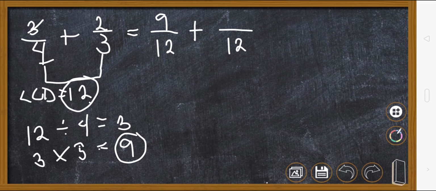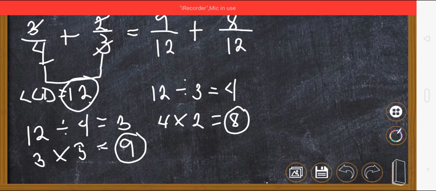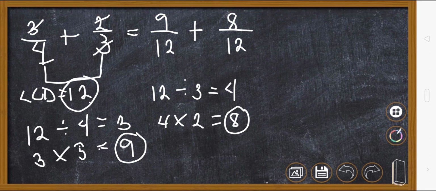Now, sa pangalawa, ganun pa rin. Divide and multiply. Divide the LCD, which is 12, by the denominator, which is 3. 12 divided by 3, that gives us 4. And then si 4 will be multiplied by our numerator, 2. 4 times 2, that gives us 8. So, si 8 ay magiging, tama, magiging numerator natin. So, this time, we're able to change 3/4 plus 2/3 into 9/12 plus 8/12.